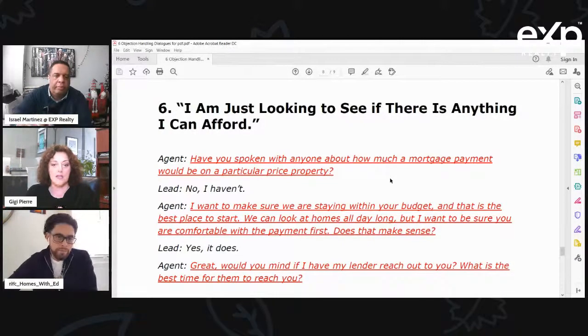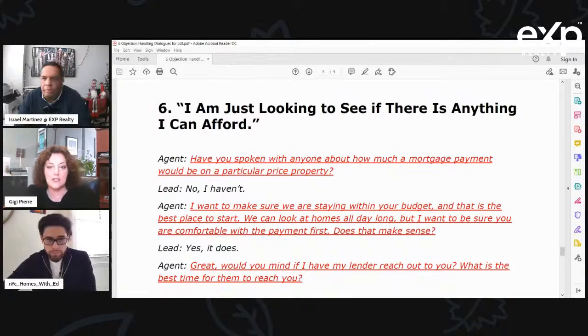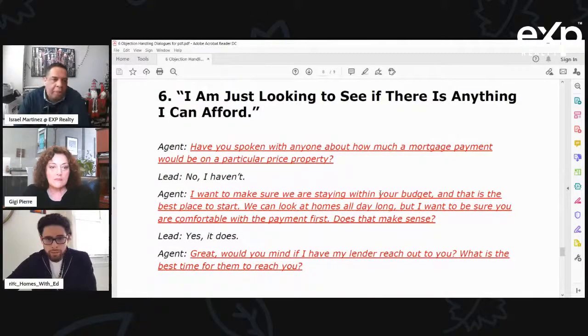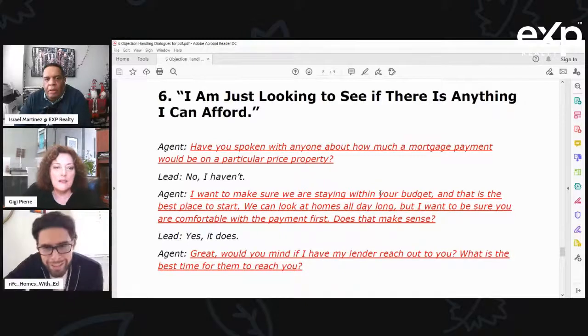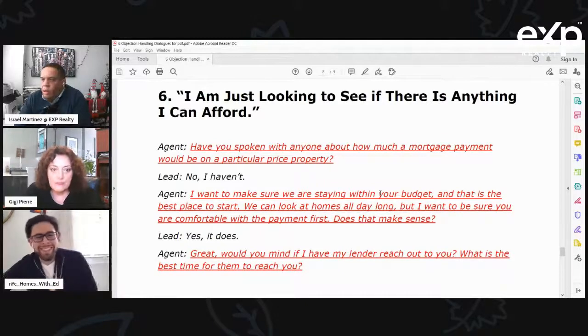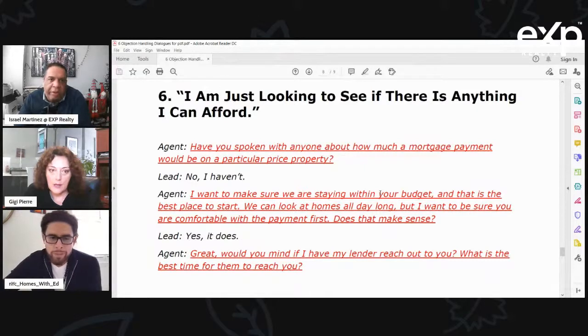Who wants to be the agent and who wants to be the lead, gentlemen? I guess we'll flip it around. Flip it around. Let's do it. Go ahead, Israel. You want to read number 6? I guess that's the lead's quote. Yeah, the lead's quote. Well, yes, you're right. Number 6: "I'm just looking to see if there's anything else I can afford."